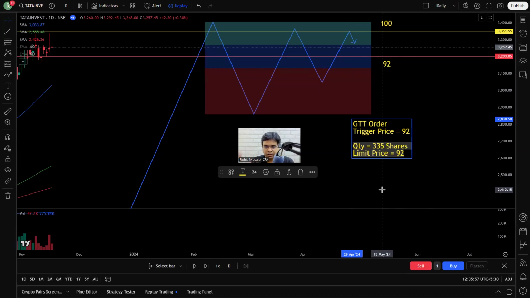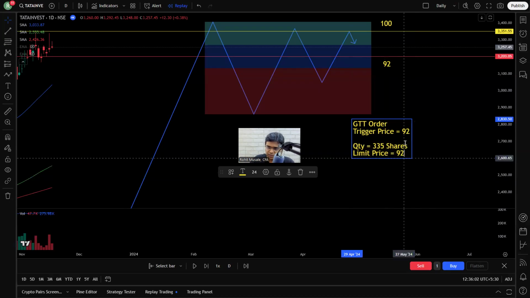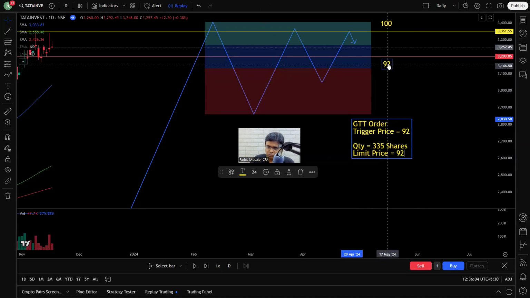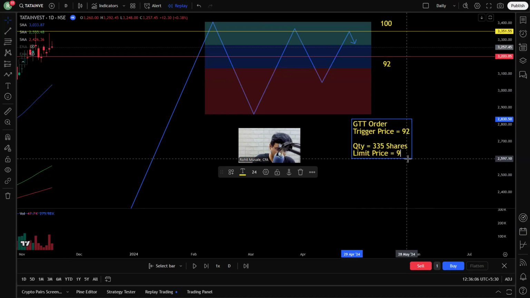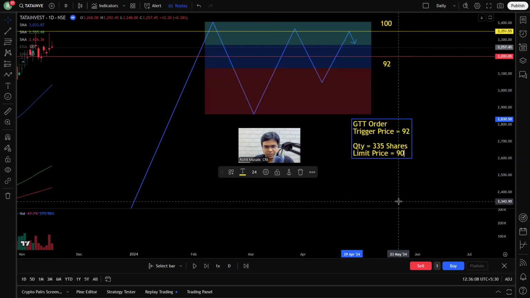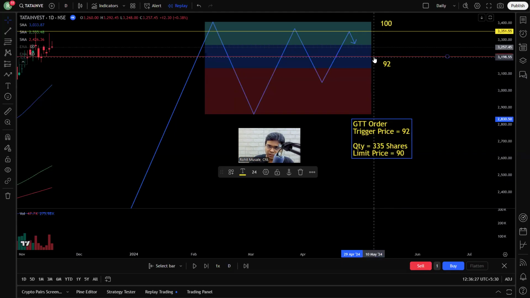So how do we solve this problem? The simplest way is to keep the limit price 2 rupees below, just keep it 90. It's very simple. That means you are saying that you will sell the stock at 90 or higher. Now you might say, Rohit, why are you changing the stop loss level from 8% to 10%? Well, you have not understood this yet.